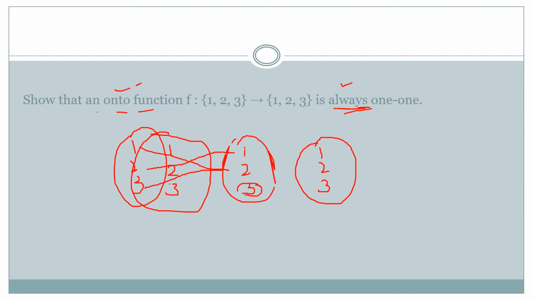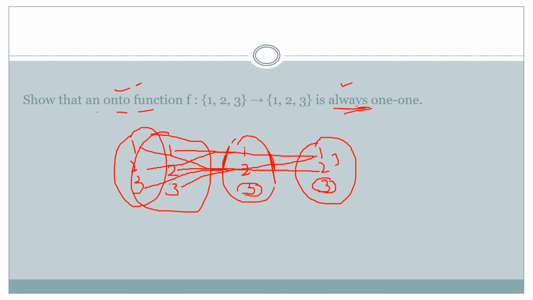Let us say this is not 1-1. If this is not 1-1, what will happen? Let me say the mapping is like this. Then we must have the same image for 1 and 2. Either the image should be 1 or it should be 2. So let me say this is 1. If this is 1, then 3 does not have any pre-image.